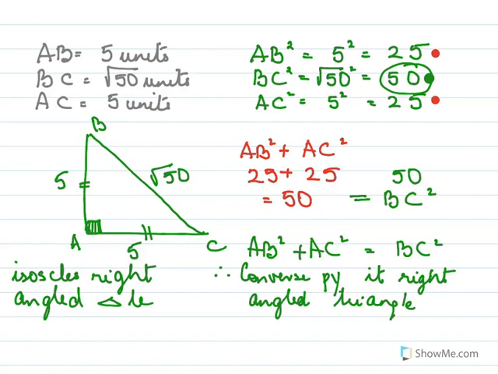So when you want to prove something is a right angle triangle, you got to use converse of Pythagoras.